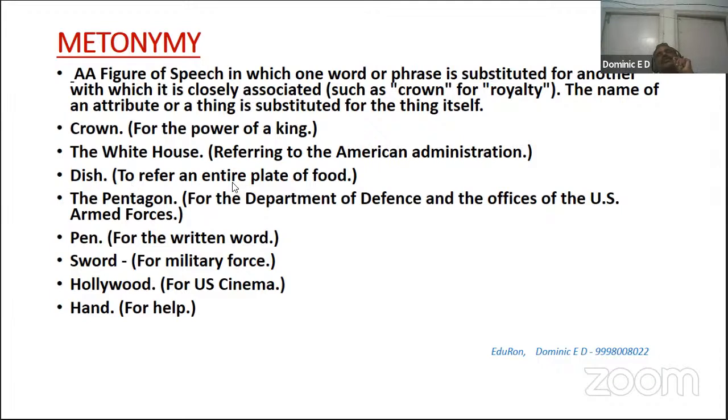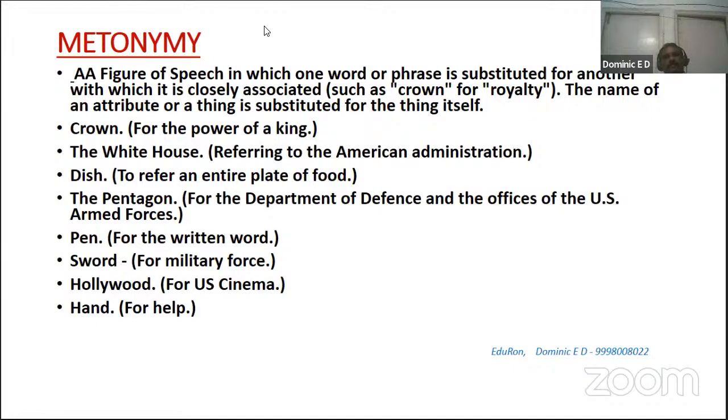Dish, to refer to the entire plate of food. Pentagon, the Department of Defense and the offices of the US Armed Forces. Sometimes in the news you can hear, according to the Pentagon, which means the nerve center of one of the most powerful centers in the world. Pen is used for the person who uses it. Pen is mightier than sword. Sword means military force. Pen means the written word, that is, a writer can be more powerful in bringing about changes in people than a soldier. Hollywood or Bollywood. Give me a hand means give me help. So these are some of the examples.